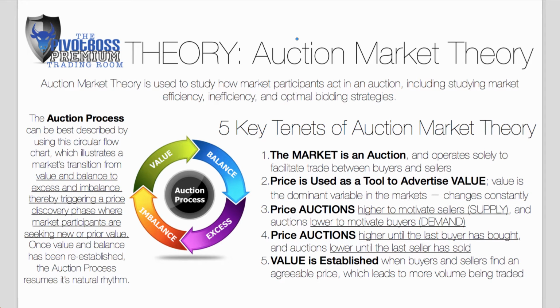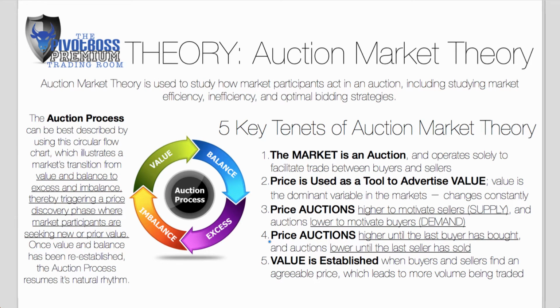Number 4, price auctions higher until the last buyer has bought, and auctions lower until the last seller has sold. Remember, price auctions up to motivate sellers. So it goes higher until the last buyer has bought. When it goes up and the last buyer has bought, there are no buyers that want to buy. Price has to come down to entice buyers to come back into the market.